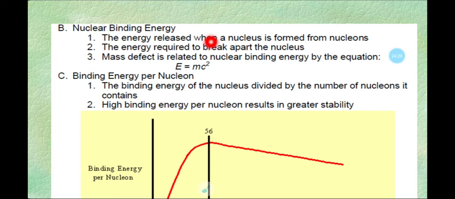The energy released when a nucleus is formed from the nucleons. Nucleons are the number of protons and neutrons. Protons have positive charge, neutrons are neutral. So in between two protons, the electrostatic repulsion will be nullified by the presence of the neutron. So it is the energy required to break apart the nucleus.